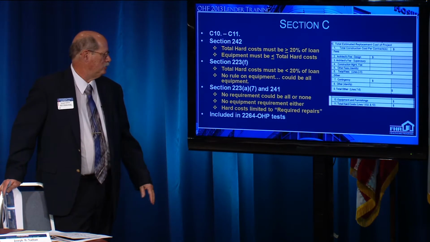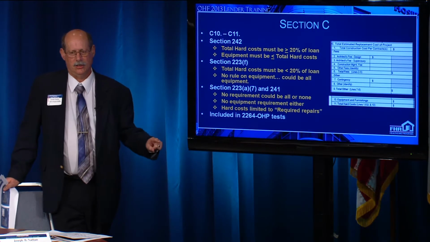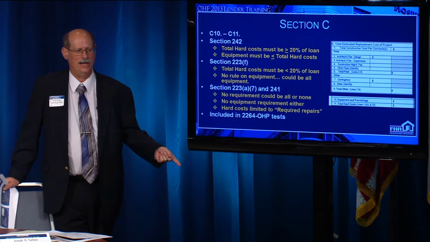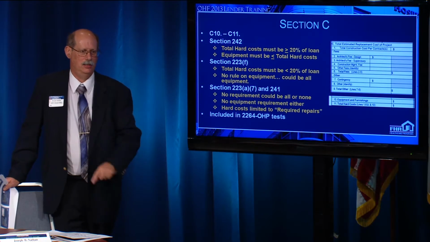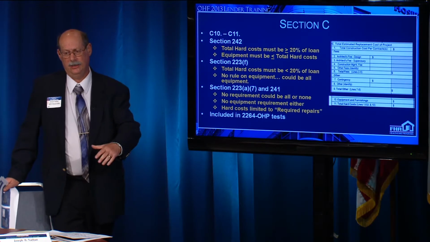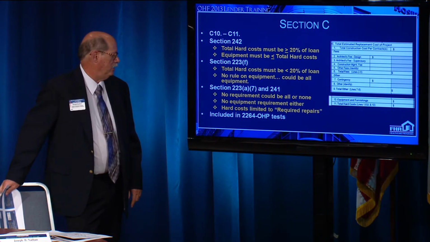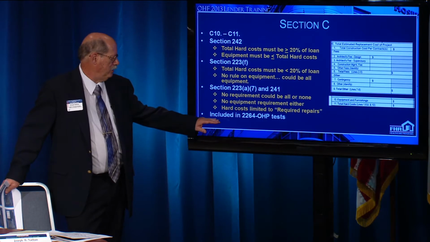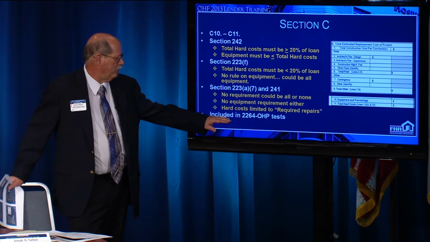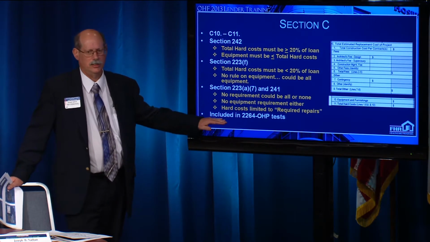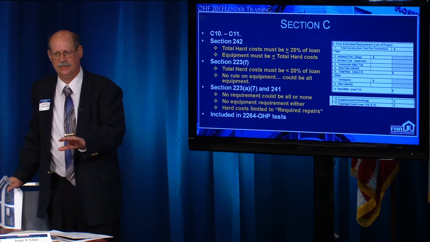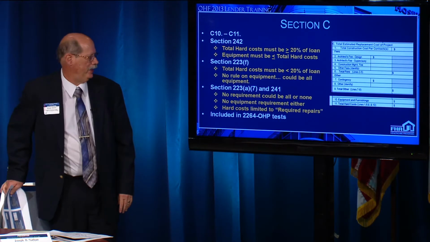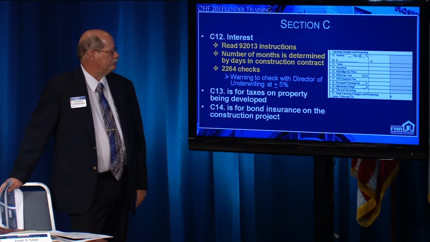On a 223A7, the only hard costs you're going to have there are going to be required repairs. So you're going to have to justify in your application why this is a needed repair. It's not that we want to do it, it has to be required. And then these tests here are all included in the 2264-0 we'll get to, and it actually tests for whether or not these requirements are met. Let's go ahead and go to the next slide.